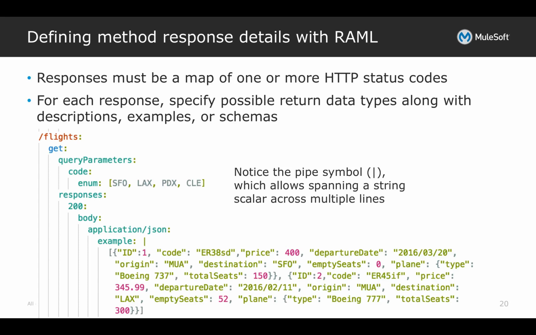In the example at the bottom of the slide, you can see that for get flights, we've defined a list of responses. One of those responses is a 200, and in the body of application JSON, we've provided an example that has a JSON body. This way our developers can very easily see what type of data and data structure they should expect back. You'll also notice that there's a pipe character after example. That just lets us go down to the next line and allows us to continue putting in the JSON until we indent back out.